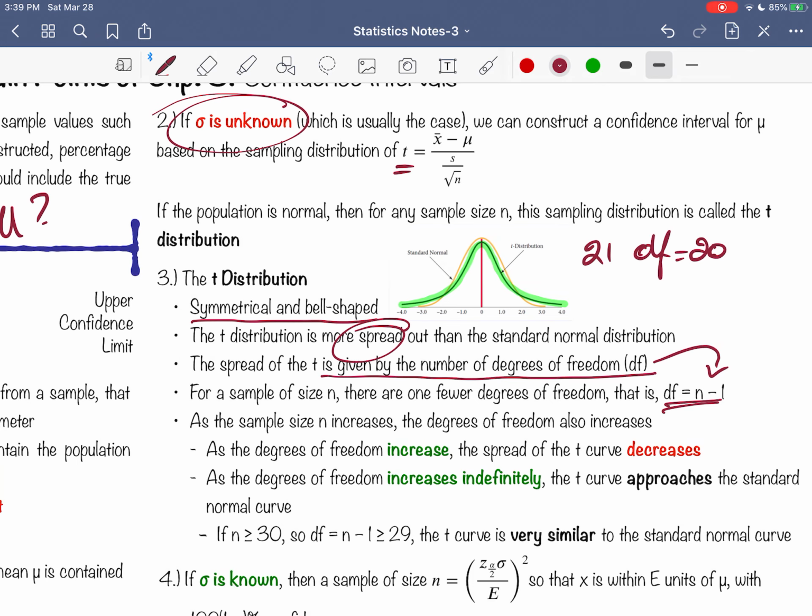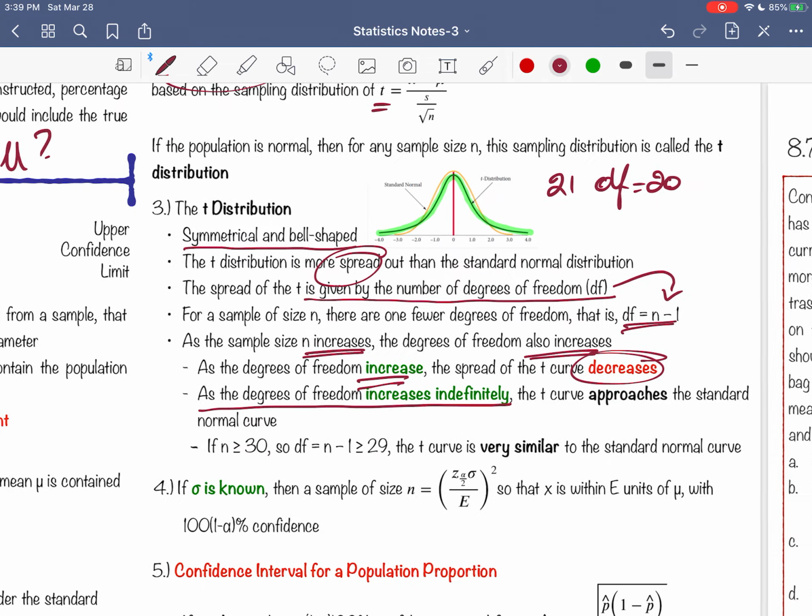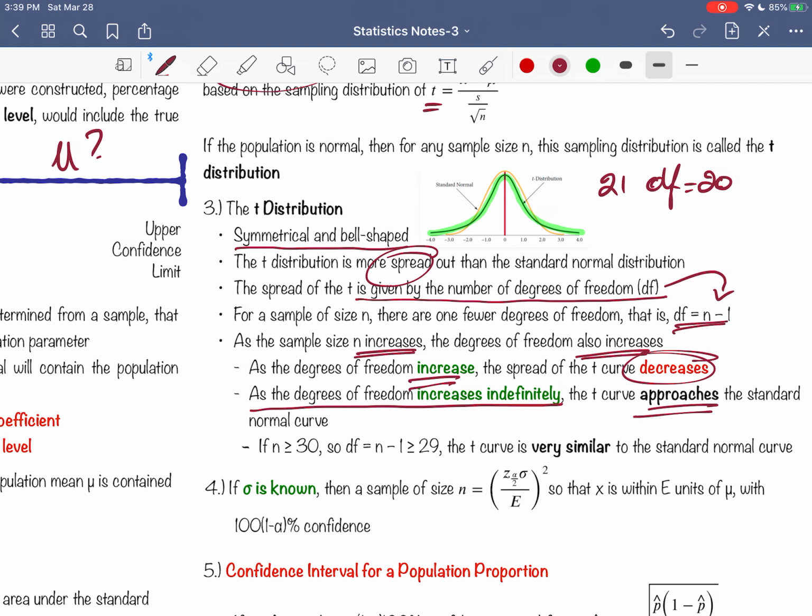A couple other points here. As the sample size increases, the degrees of freedom also increases. That makes complete sense. As the degrees of freedom increase, the spread of the T-curve actually decreases. What that means is that as the degrees of freedom increases indefinitely, so the larger and larger the sample size is, the T-curve approaches the standard normal curve. So essentially, it converges onto the Z distribution. It becomes the Z distribution.